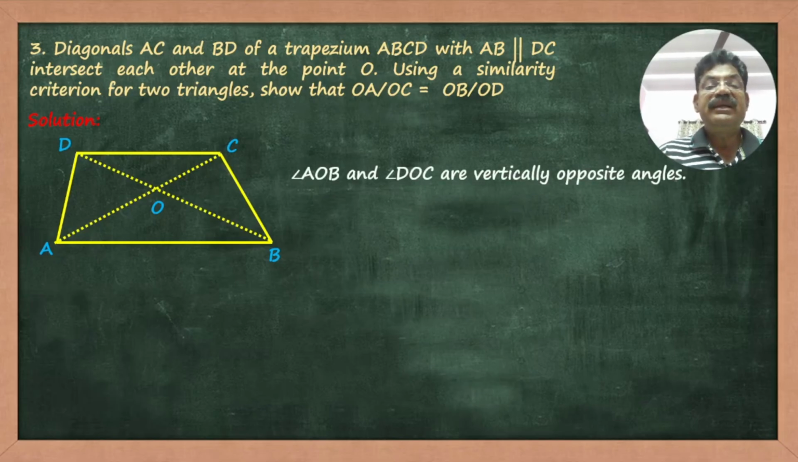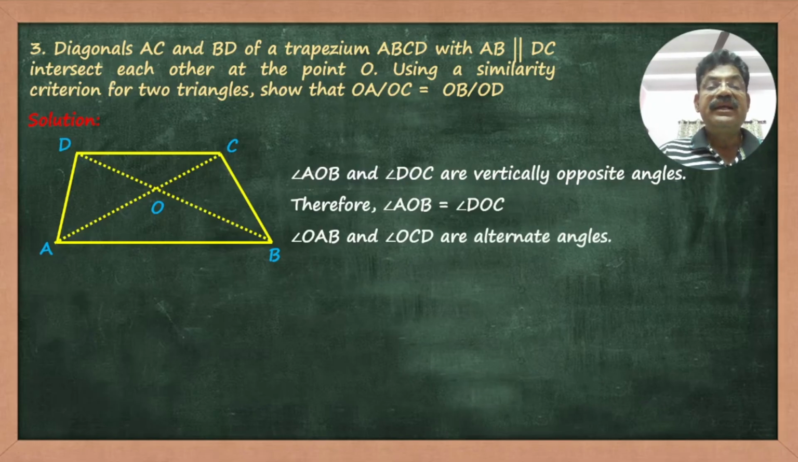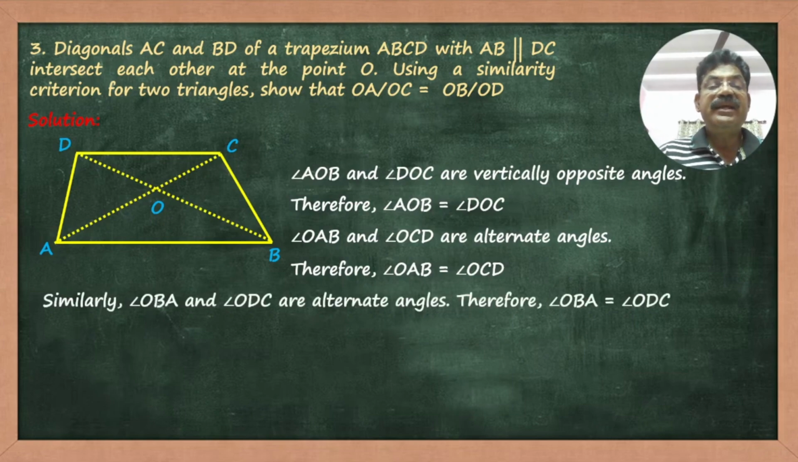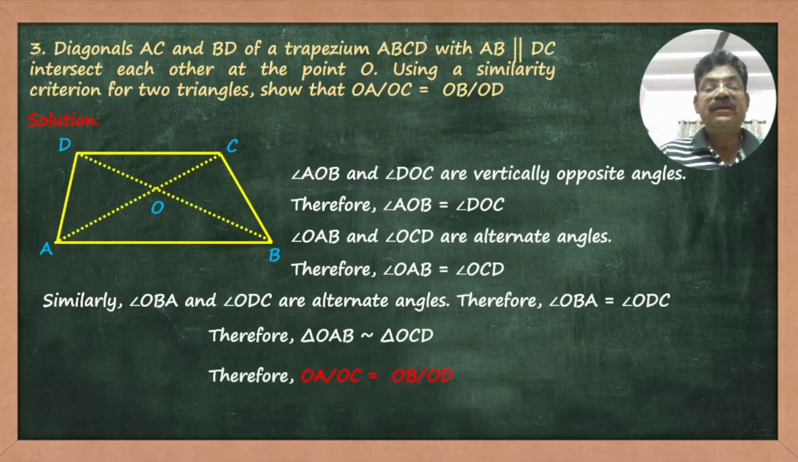Now, angle AOB and angle DOC are vertically opposite angles, therefore they are equal. Next, angle OAB and angle OCD are alternate angles because AB and DC are parallel, therefore they are also equal. Similarly, angle OBA and angle ODC are alternate angles, therefore angle OBA is equal to angle ODC. Therefore, triangle OAB is similar to triangle OCD. Therefore, OA divided by OC is equal to OB divided by OD. The ratios of the corresponding sides are equal.